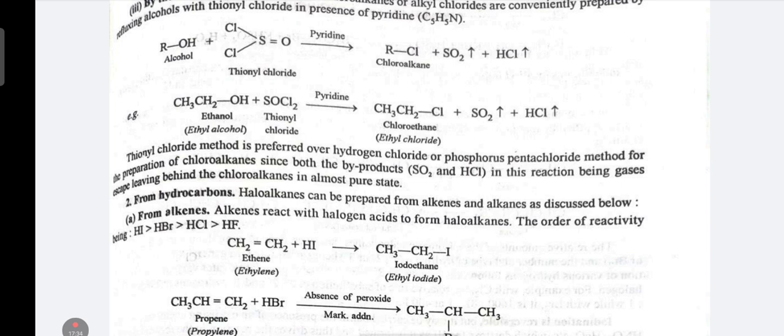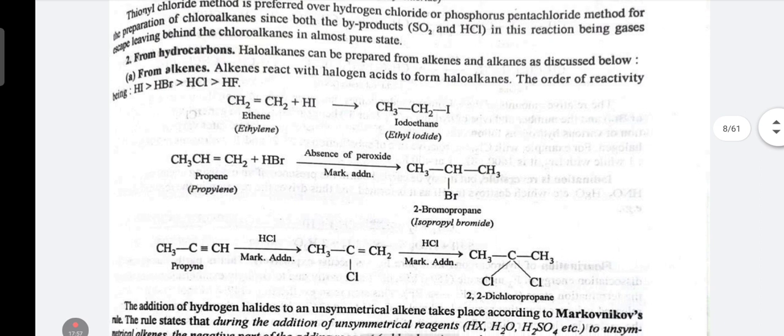Now we will discuss preparation from hydrocarbons. There is a preparation of haloalkane, alkyl halide. Haloalkanes can be prepared from alkenes. Alkenes react with hydrogen halides to form haloalkane. The order of reactivity is HI, HBr, HCl, HF.